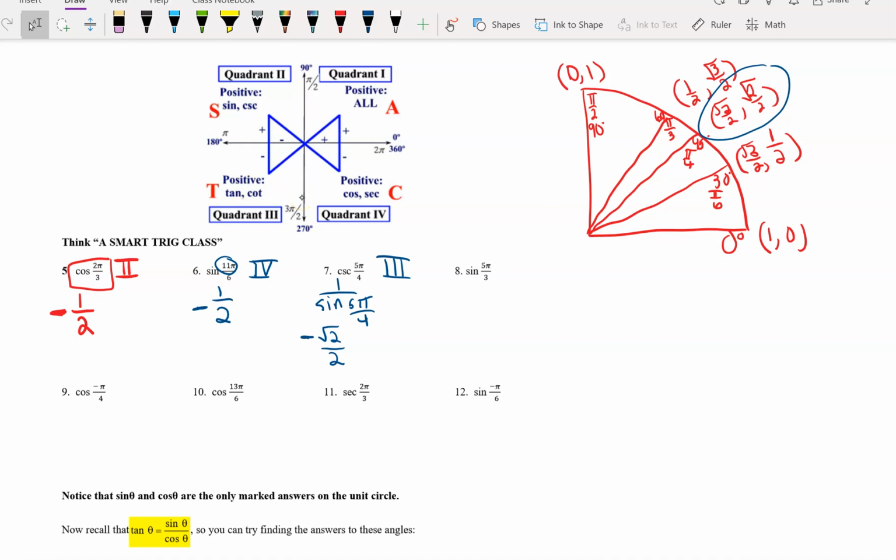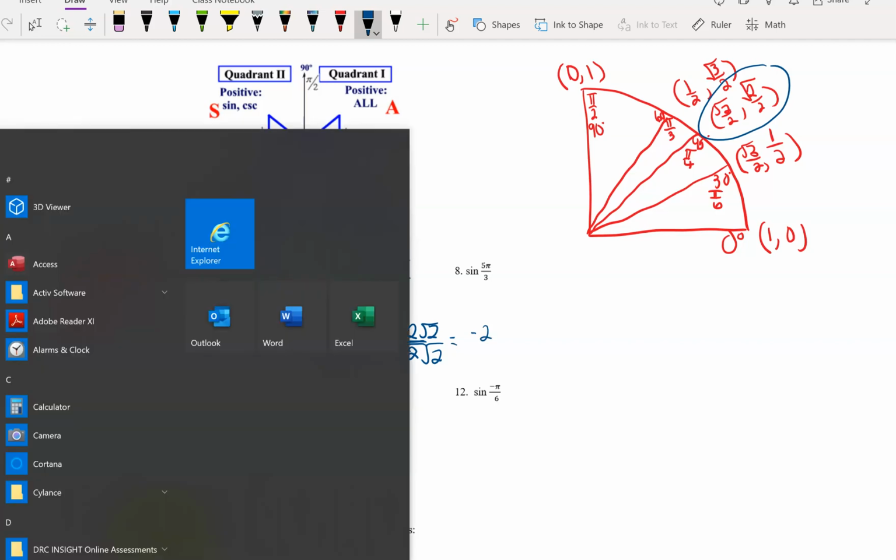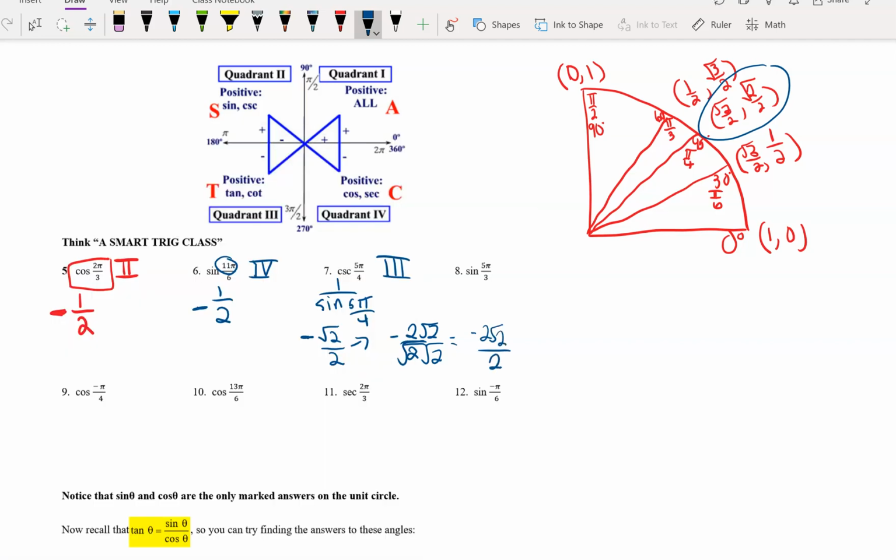So this will be negative, but remember we need to do the reciprocal of that. So this is going to be negative 2 over root 2. To get rid of the root, we multiply top and bottom by root 2. We end up getting negative 2 root 2 over 2. The 2's cancel. We should just get negative root 2 as our answer.